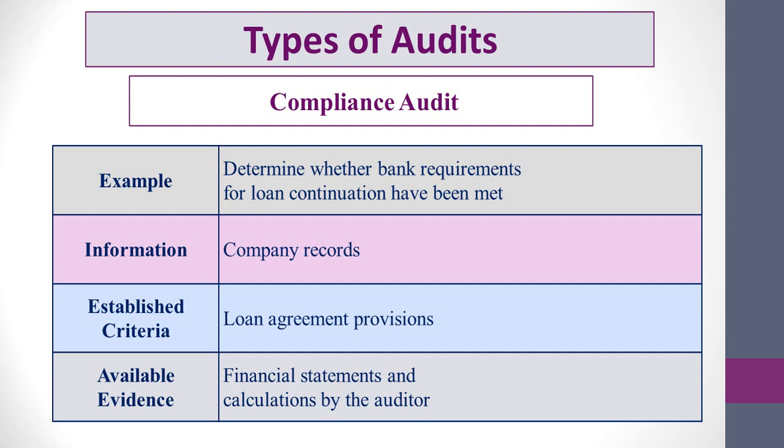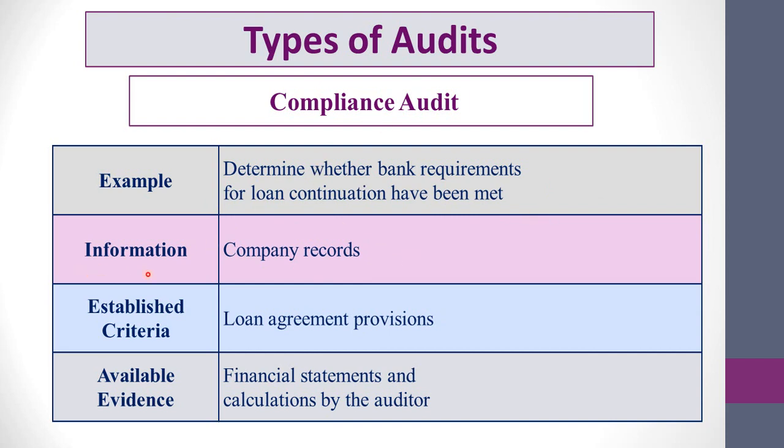So complaints audit is related to the laws regulation. For example, if I want to determine whether bank requirements for loan continuation have been met. لو أنا عايزة أتأكد as a bank أو عايزة أتأكد that the company is following the bank or the loan requirements from a bank. طيب what kind of information should be available? What kind of information should be available to determine whether bank requirements for loan continuation have been met?